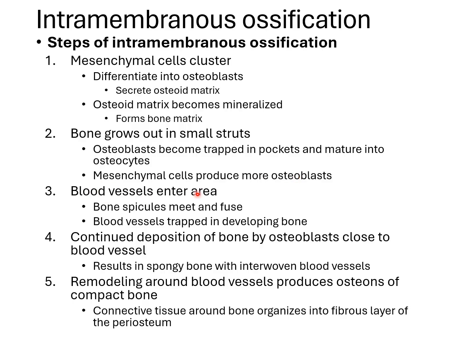Blood vessels are going to enter the area. They're going to meet and fuse. The blood vessels then become trapped in the developing bone. And then when you continue the deposition of the bone by the osteoblasts, they're going to enclose more blood vessels. This is going to result in spongy bone and the interwoven blood vessels within it. Then remodeling around the blood vessels produces an osteon of the compact bone. So these are those layers around the compact bone, and the vessel eventually becomes the central canal. And then eventually the outside layer is going to become a fibrous layer that eventually becomes the periosteum.